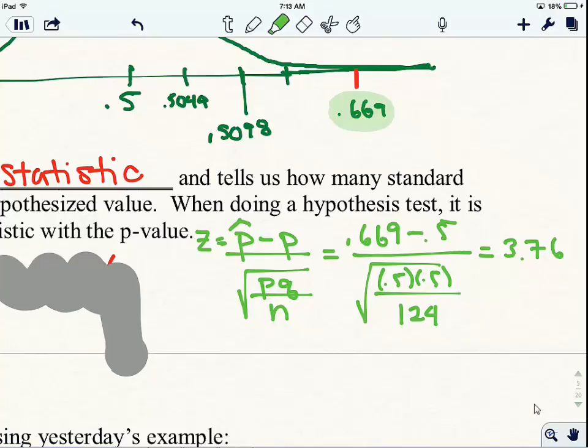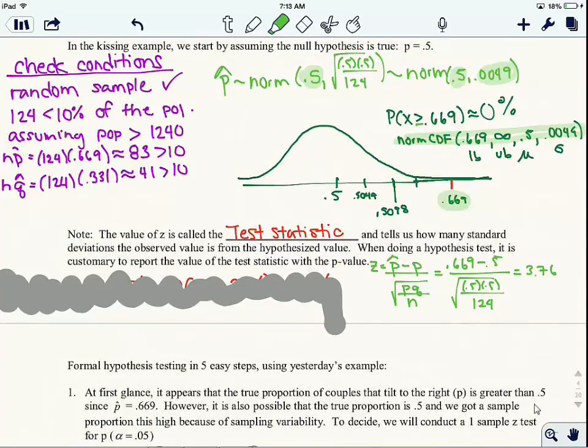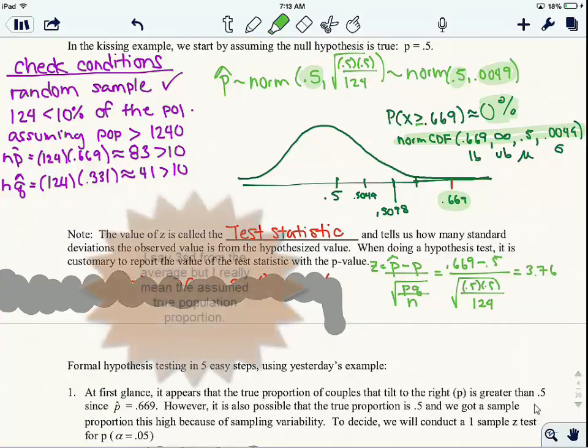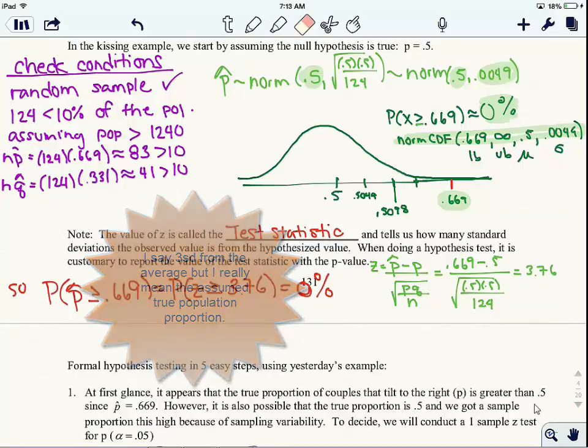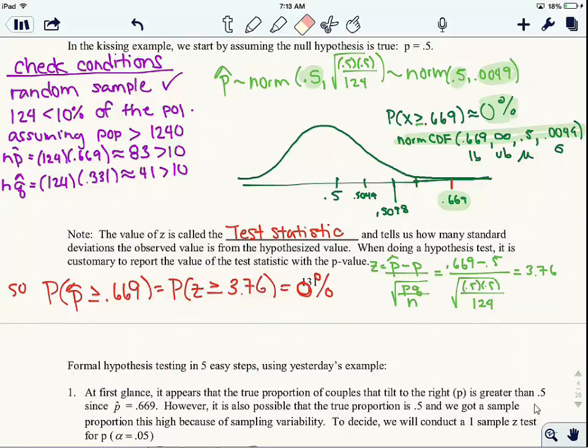So using our formulas, our actual value of 0.669, or about 2/3 of the population tilted to the right from the sample, has a z-score of 3.76, which is why the probability of occurring was 0%. It was way over 3 standard deviations from the mean, or from the average that we assumed to be true of 0.5. So the probability of getting a p hat greater than 0.669 is equal to the probability of getting a z-score greater than or equal to 3.76, which was 0%.